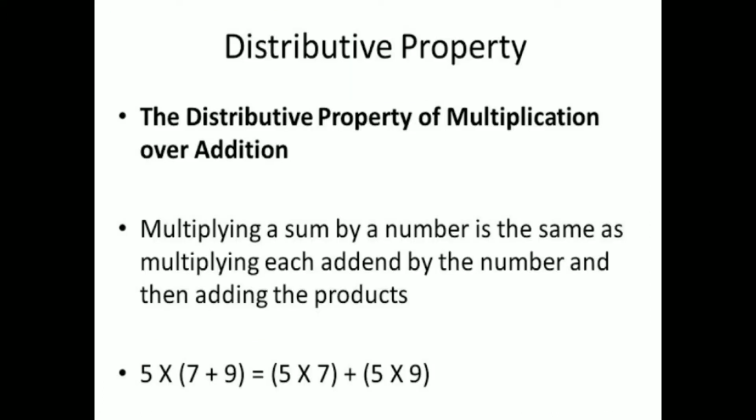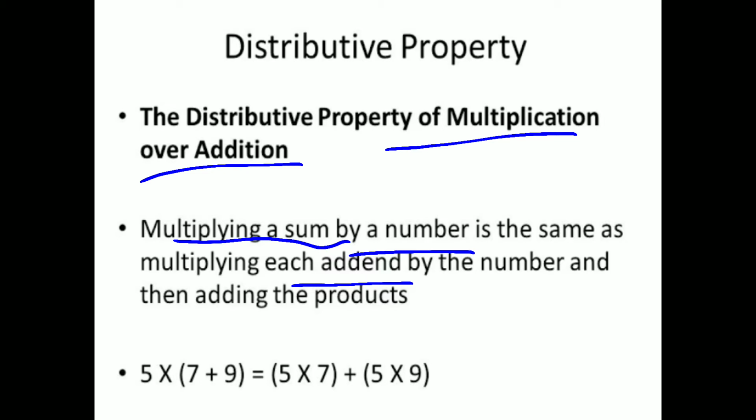Distributive property of multiplication over addition means firstly multiply a sum by the number is same as multiplying each addend by the number and then adding the products. Addends, you know, the numbers of addition are called addends. Suppose a number is given: 5 into bracket 7 plus 9. So you have to multiply 5 into 7, then 5 you multiply by 9. This is a distributive property. Clear?